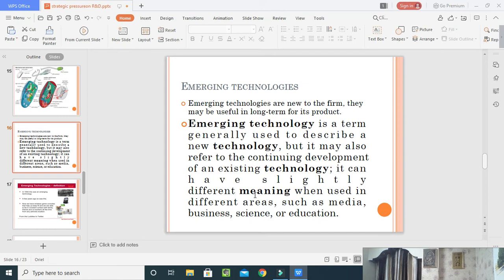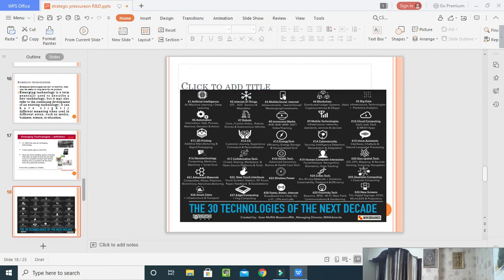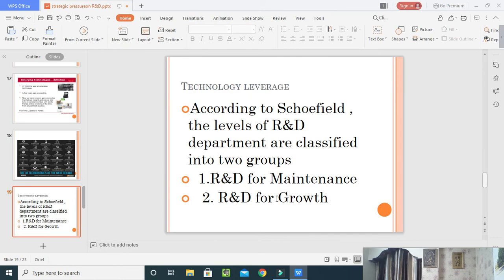So what does it mean? This emerging technology may be an existing technology, and it has a slightly different meaning when used in different areas such as media. It is called by a different name or in a different way in business, in science, or in education. New things we are going to add are features to our product. So these are the 30 technologies of the next decade that are coming. These are the new things which are going to be implemented. This will come under emerging technologies.